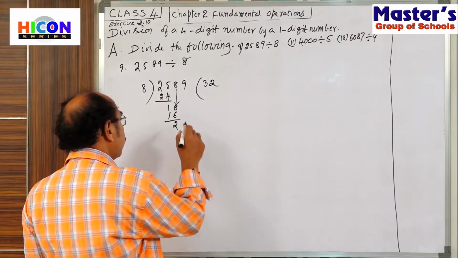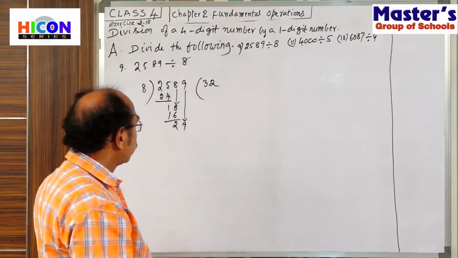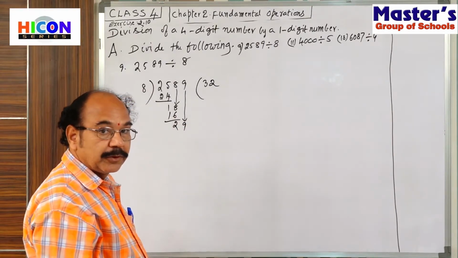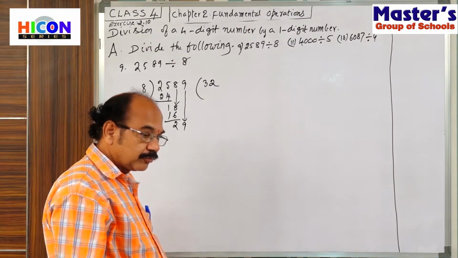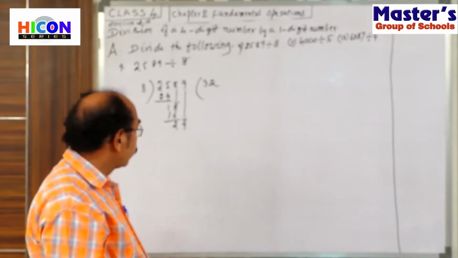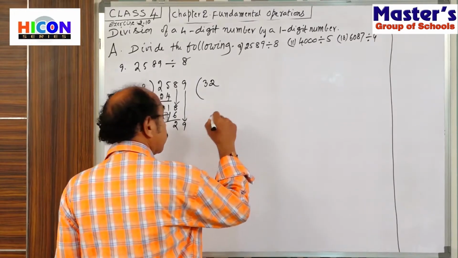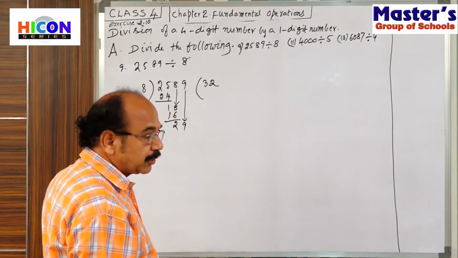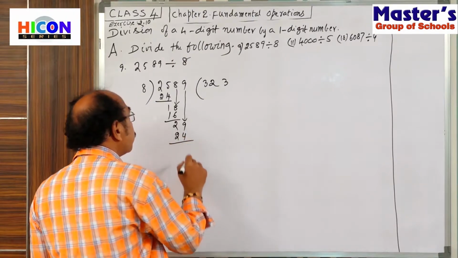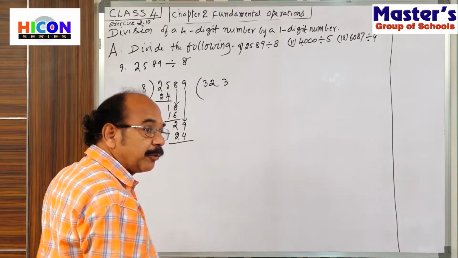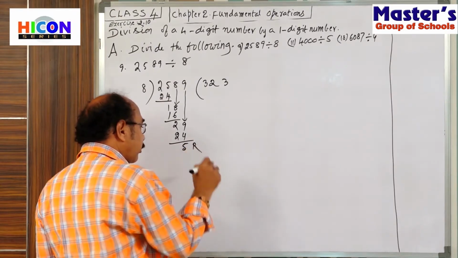Now from the dividend, bring down 9. How many times? 8 3s are 24. 8 4s are 32, that means more than we are getting. That's why 3 times you take. 8 3s are 24. What is the remainder? 5 is the remainder. R stands for remainder.